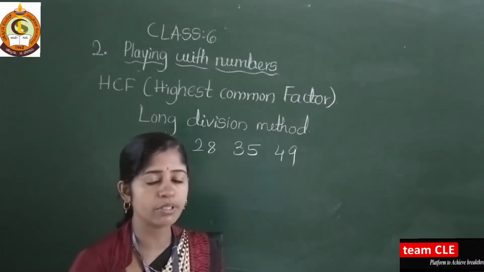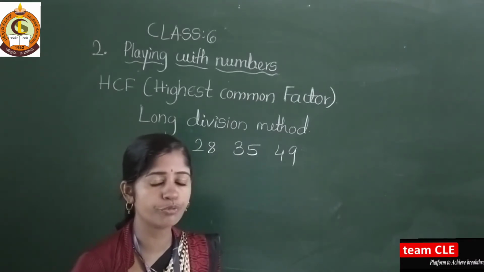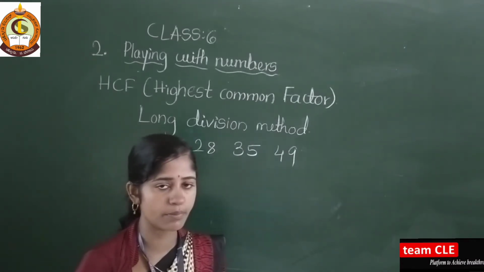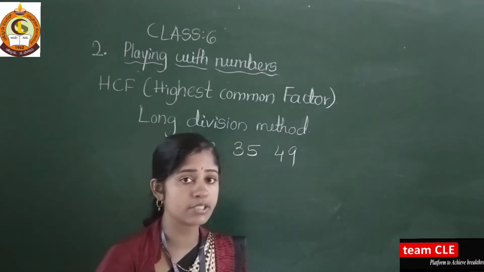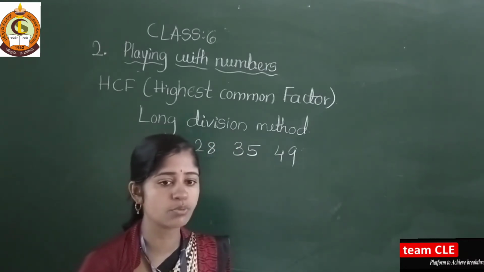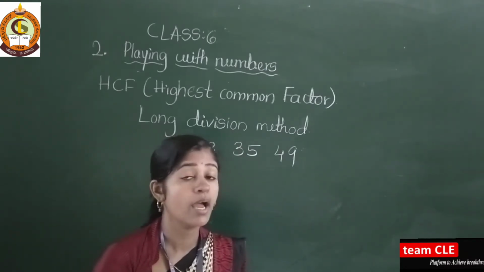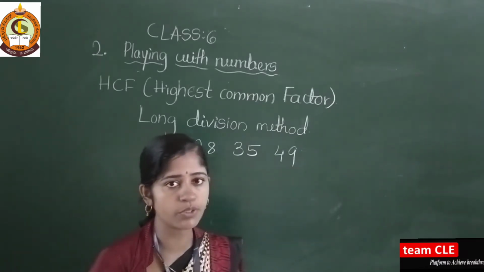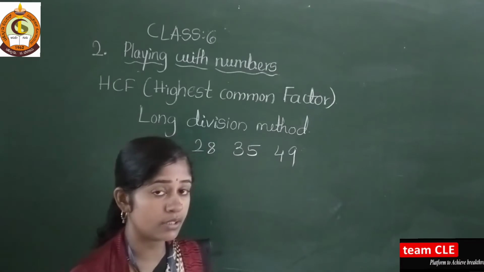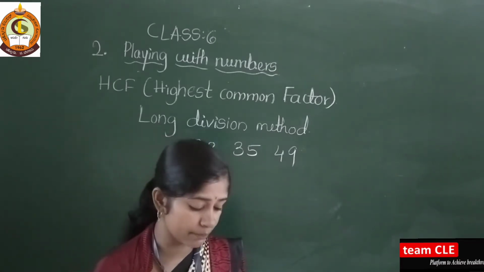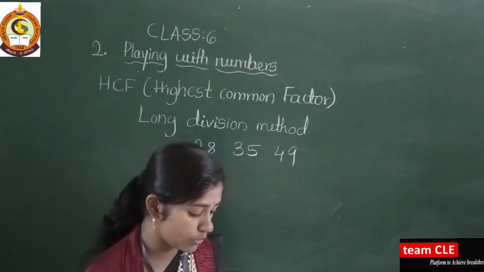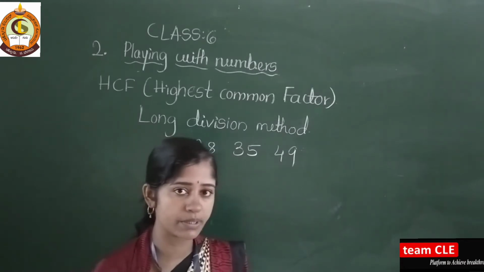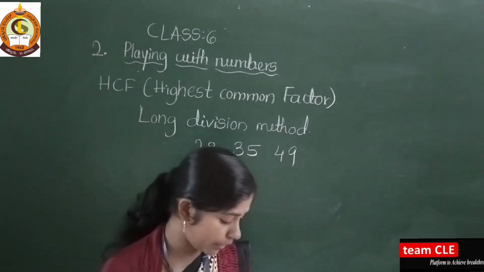Already you know, in previous videos you have learned how to find the HCF by the prime factorization method. See here, to find the HCF of numbers there are two methods. One is the prime factorization method and the other is the division method. In previous videos you learned how to find the HCF by prime factorization, and we have solved most of the examples from your exercise 2.3, page number 30.